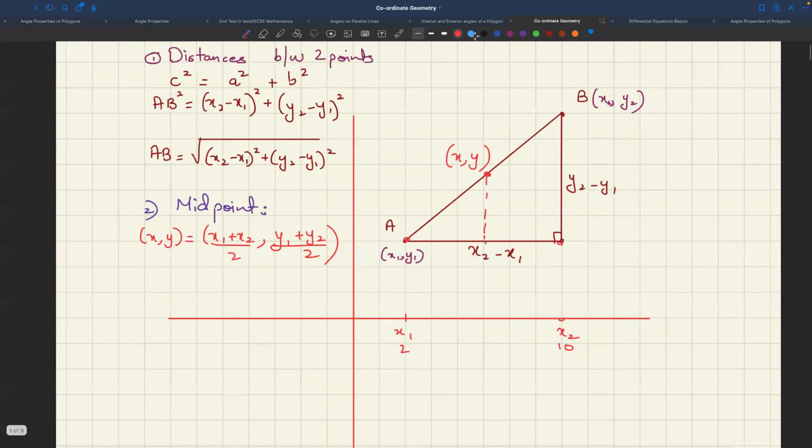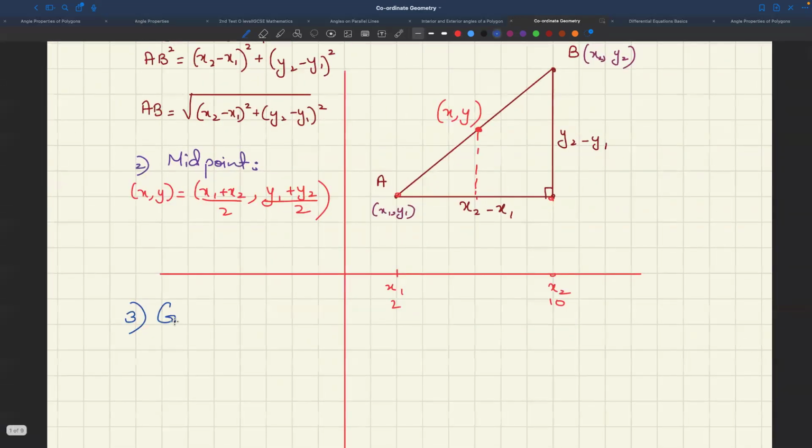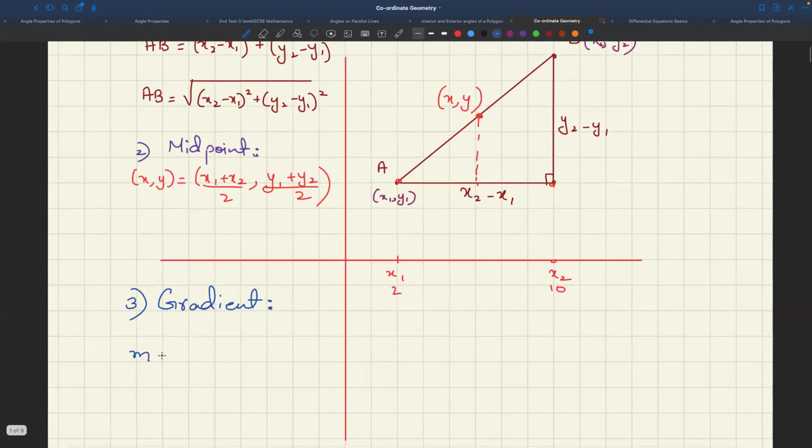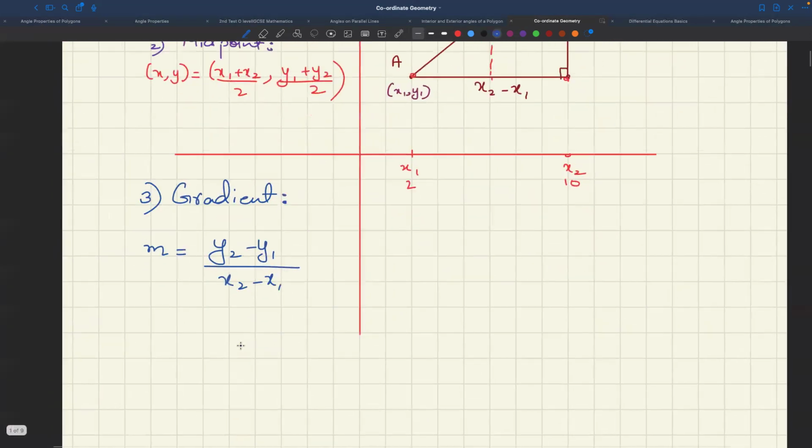The next thing that we are supposed to know is the gradient. That is the ratio of rise over run. I will again not waste too much time over here. y2 minus y1 upon x2 minus x1. You should know this.